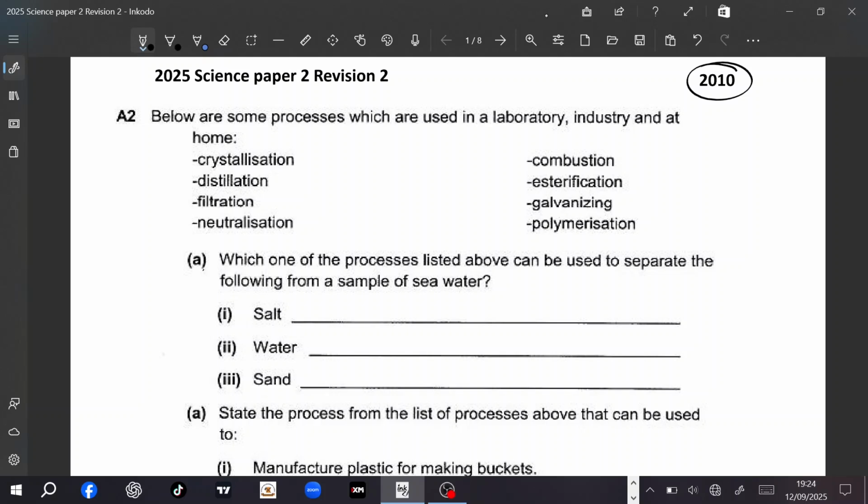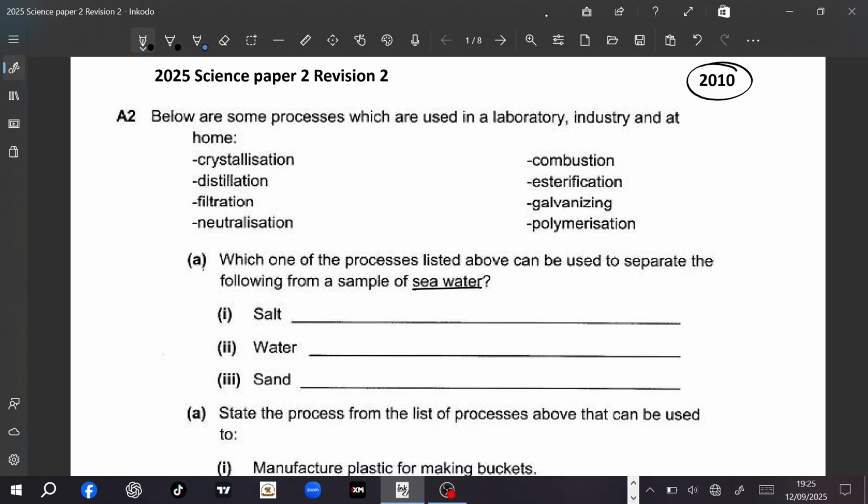A, which one of the processes listed above can be used to separate the following from a sample of seawater? Seawater is just water that has been picked from the sea. So how can you separate salt from this seawater?